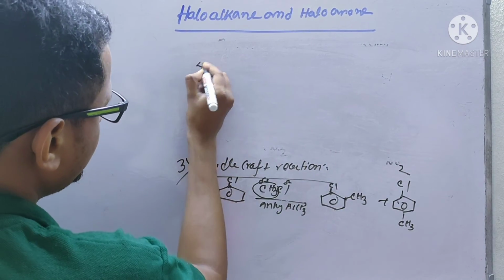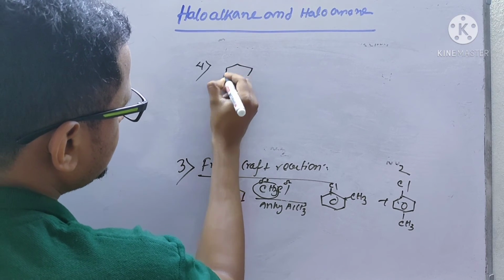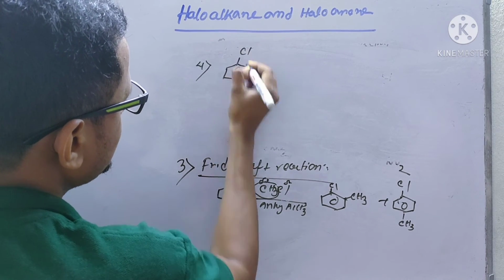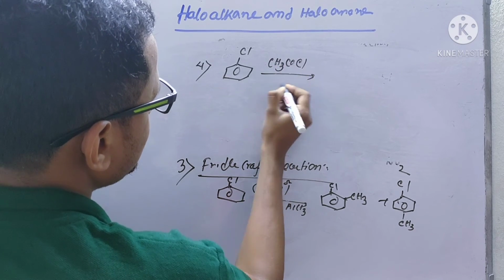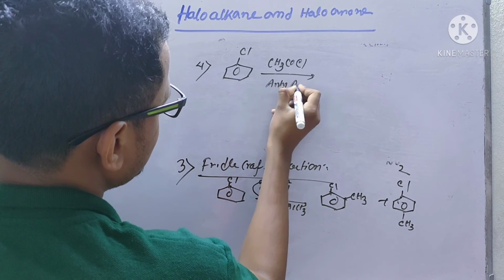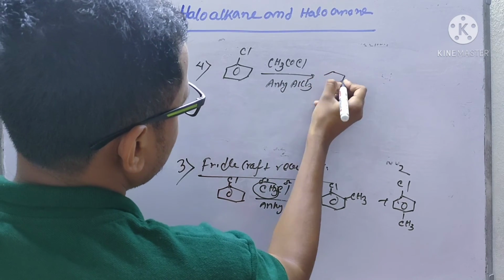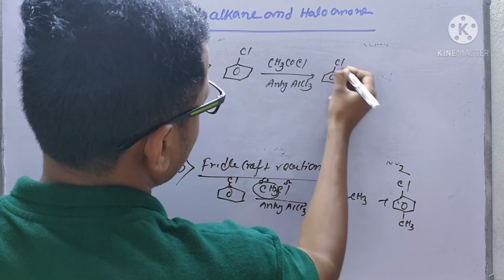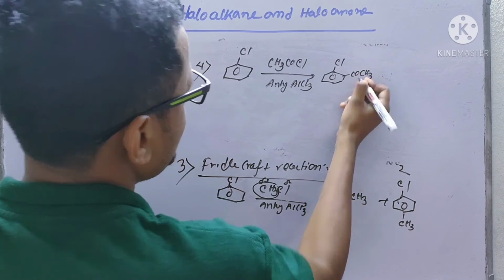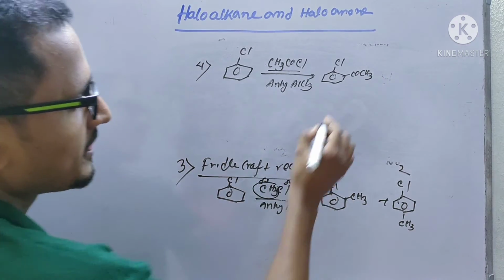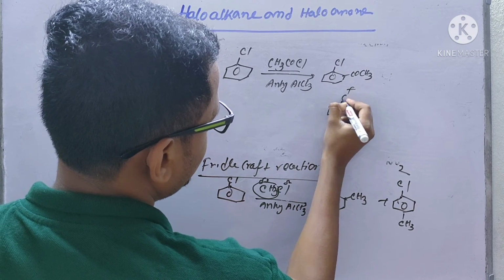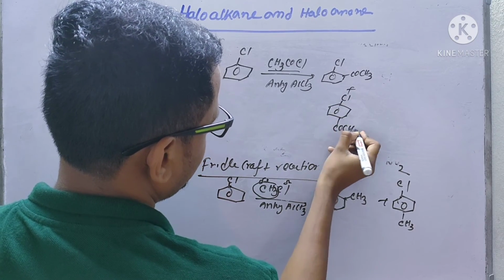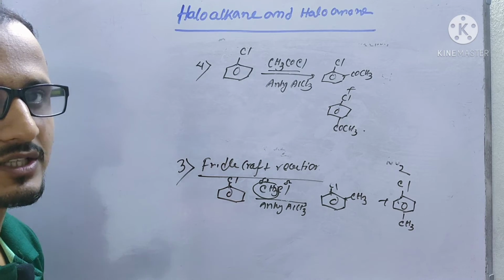Now the same is possible for acylation also. Chlorobenzene, when it reacts with CH3COCl and anhydrous AlCl3, then you will get this COCH3 group substituted, the acyl group, ortho-chloroacetophenone and para-chloroacetophenone. These two products you will get.